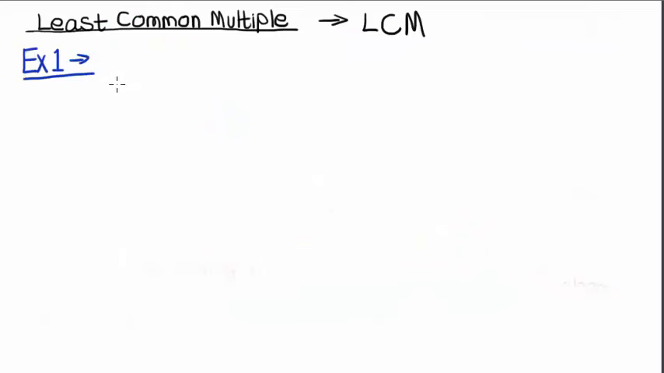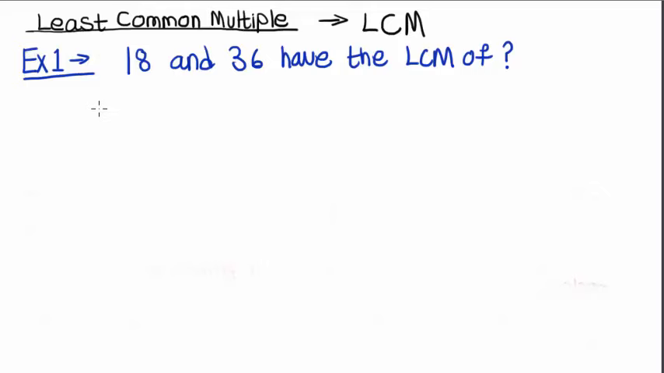So in this first example, let's say I want to figure out the least common multiple, or the LCM, between the numbers 18 and 36. So I need to follow the steps from the last page. The first step tells me to figure out the prime factorizations of both of the numbers. So now let's first figure out the prime factorization for the number 18. The smallest prime factor for the number 18 is the number 2.